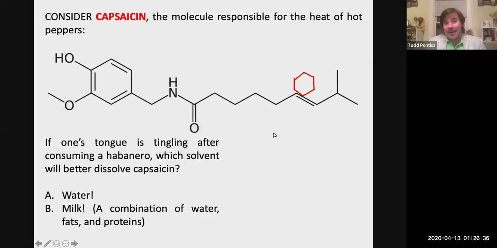Now then, an application that as a hot pepper enthusiast I particularly like is capsaicin. So capsaicin is what's responsible for giving hot peppers their heat. This is what causes the burning sensation when you eat, say, a habanero or a jalapeno or a hot sauce, etc. So think about this. If one's tongue is tingling after consuming a habanero or some hot sauce, which of these solvents do you think would work better? Water, H2O, or milk, a combination of some water in there, but then it's also got fats and proteins. So take a moment and contemplate it.